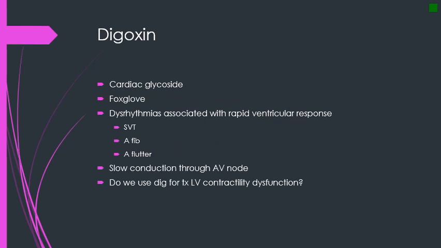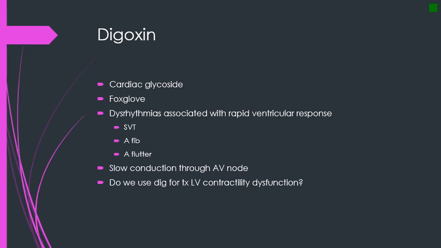Digoxin is an old drug. It is a cardiac glycoside. It's actually derived from the herb foxglove. People back in the primitive settlers' days used to chew foxglove whenever they had chest pain or shortness of breath. And it's actually a decent inotrope.